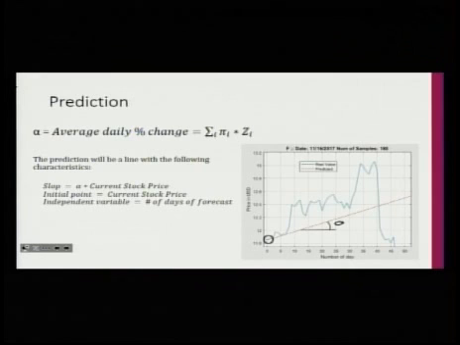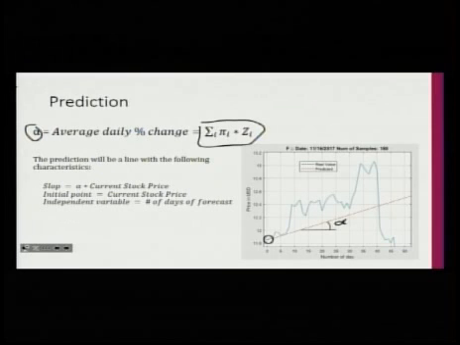So basically this is going to be alpha, which is our slope, and the average daily percentage change is, like I said, the sum of the pi values times the mean value of each state. We have our initial point, which is our current price, times the percentage change, plus the current price. That gives the slope of the prediction, and since it's going to be linear, as you can see here, the independent variable is going to be the number of days in the future. So that's pretty much it for the prediction.